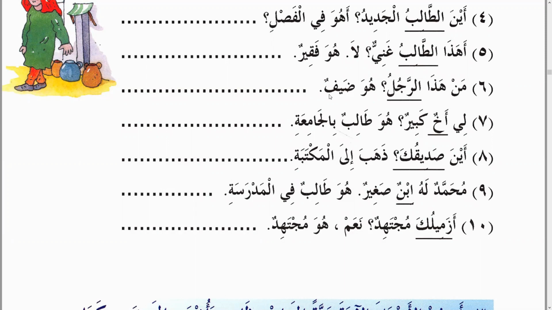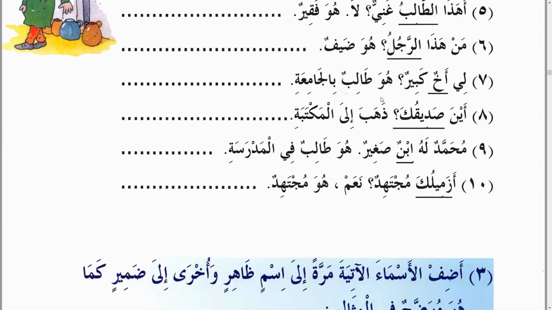Okay. Hum duyufun. They are guests. Li akhun kabirun. I have one brother, one big brother. This should not be a question mark. This is wrong. Li akhun kabirun, full stop. I have one big brother. Huwa talibun bil jamia. He is a student in the university.